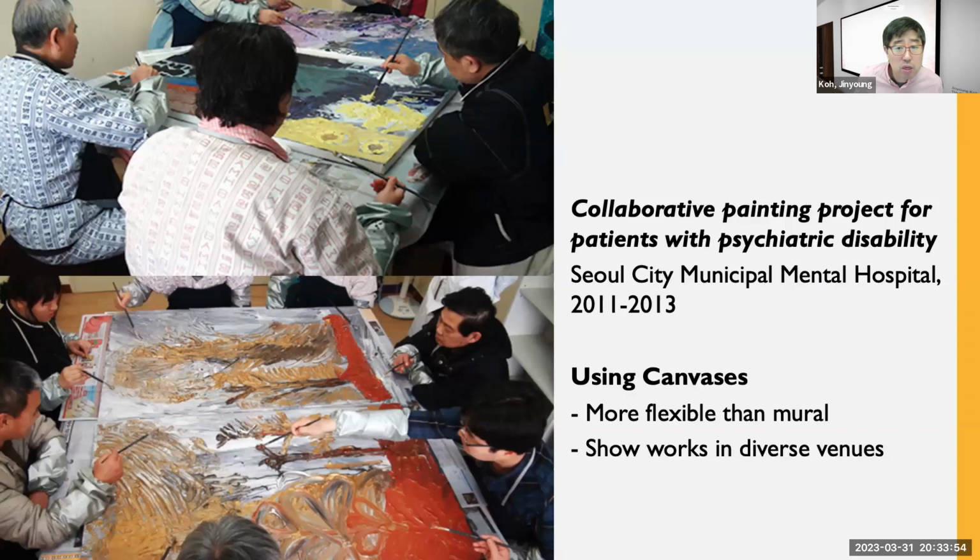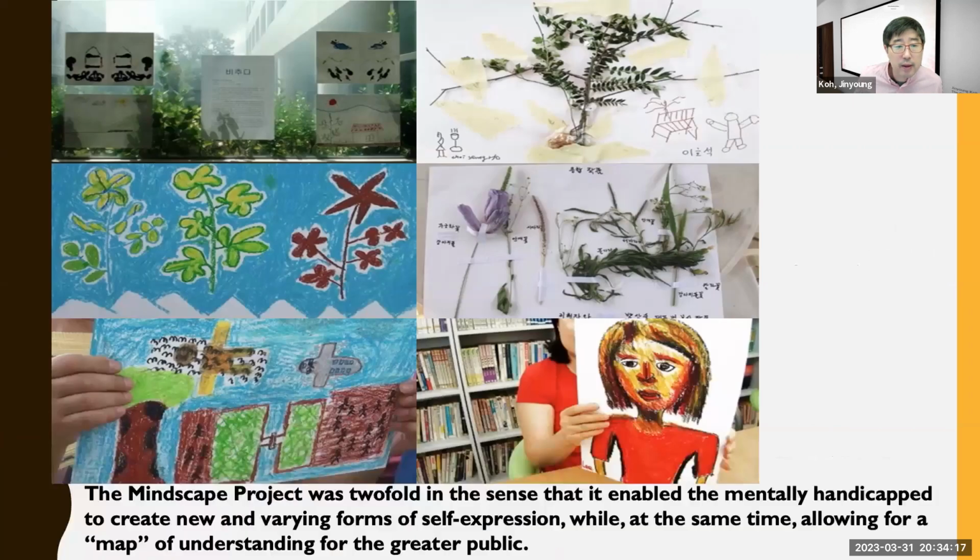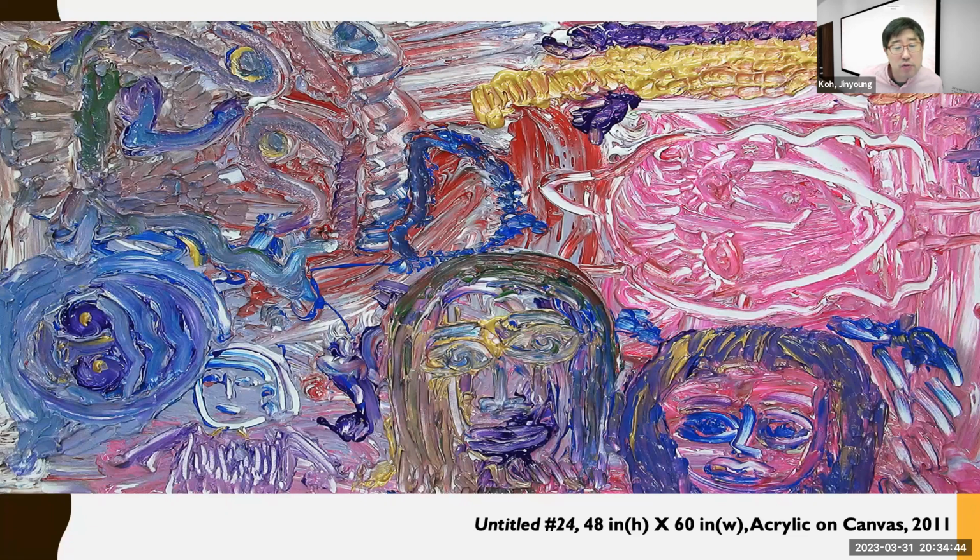I also created a project about 10 years ago in South Korea at the Seoul City Municipal Mental Hospital. We used a huge canvas to make a collaborative painting project for patients with psychiatric disability. The concept was the Mindscape project, which was twofold in the sense that it enabled the mentally handicapped to create new and varying forms of self-expression while at the same time allowing for a map of understanding for the greater public. We created our self-portraits on the mural canvas because we used canvas to show the artwork in galleries and museums. And here's an individual self-portrait on the collaborative project.